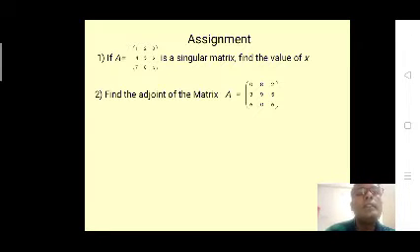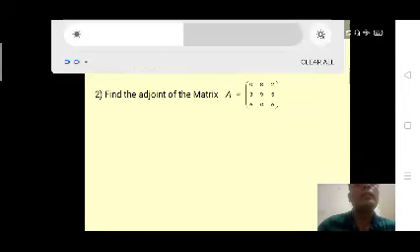The second one is: find the adjoint of the matrix A equal to [0 8 2; 3 9 5; 6 0 6]. How can we find the adjoint of a matrix? Here we find out the cofactor matrix and write the cofactor elements. Then after, the transpose of the cofactor matrix, and finally we get the adjoint of the matrix.